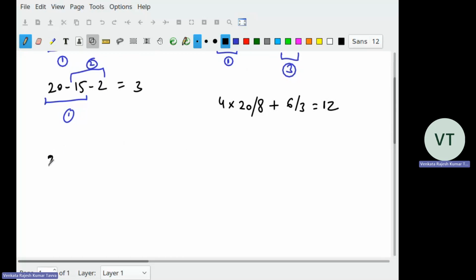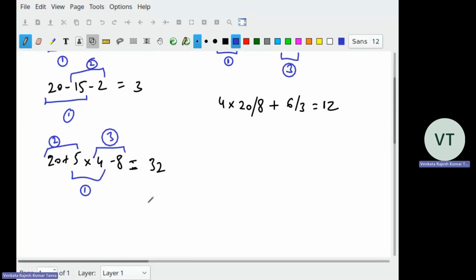Okay. So one more expression, 20 plus 5 into 4 minus 8. What is the answer? 32. This is straightforward. Only multiplication has a higher precedence. So this will be performed first, then addition because it came left, and then subtraction.